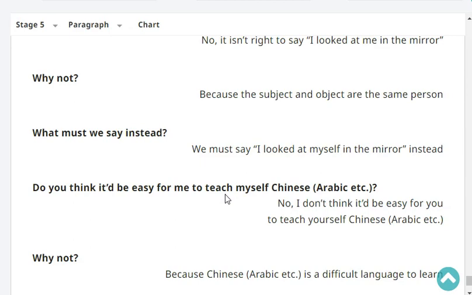Very good. What must we say instead? We must say, I look at myself in the mirror instead.